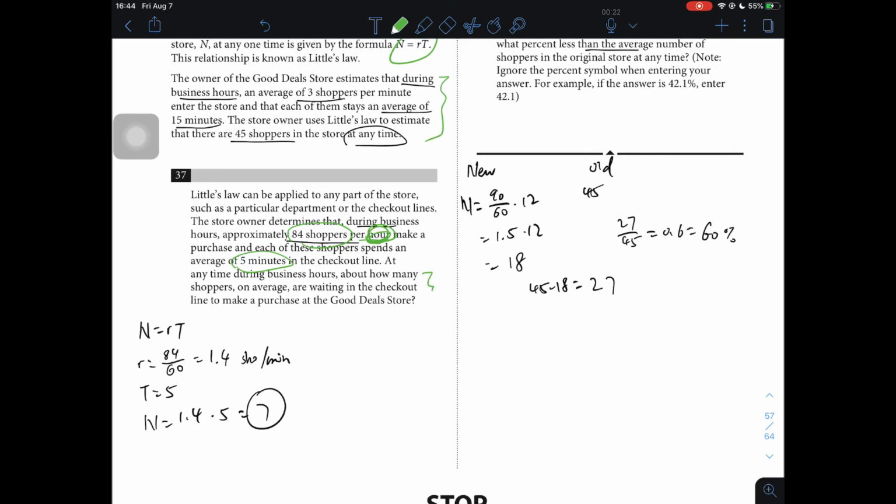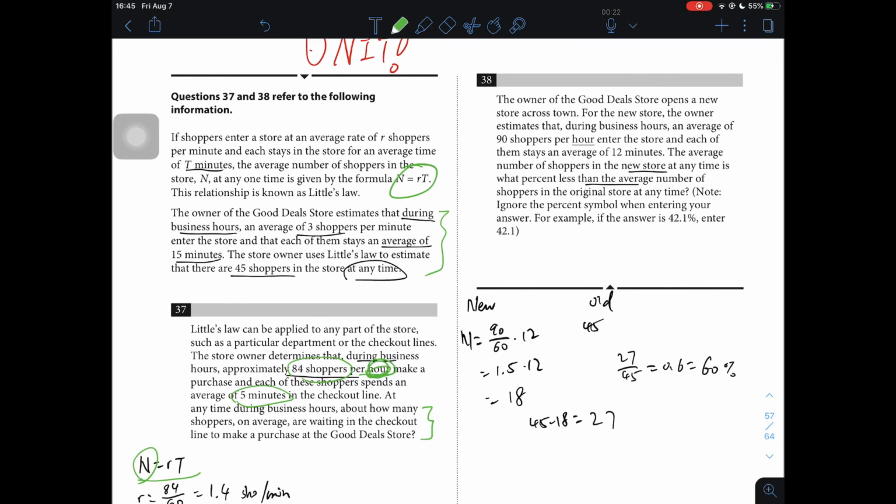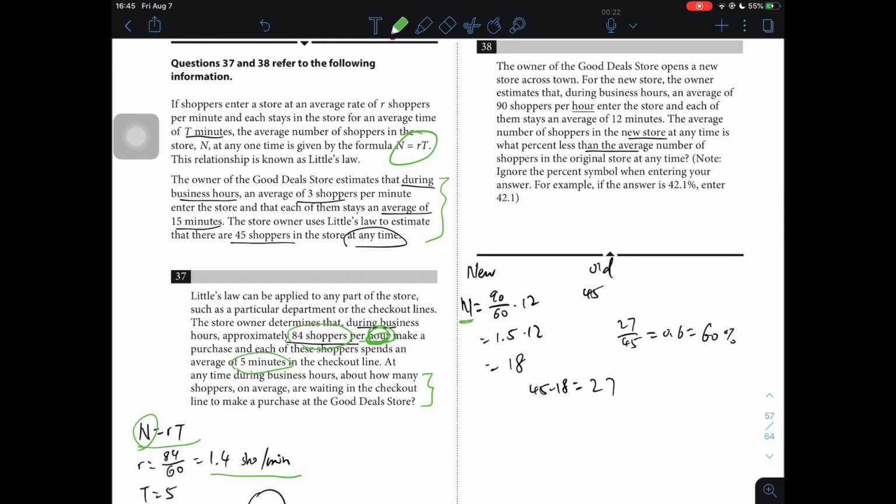So how many shoppers are there in the store? So when you use this equation, you want to find the n. You know the R is 84, but it's per hour, so we want to divide by 60, which is 1.4 shoppers per minute. So we know T is 5, so you get them together and you get 7. And it's the same thing here. You want to find the n for new store, and you also notice that it's per hour, 90 shops per hour, so 90 divided by 60 is 1.5. 1.5 times 12 is 18.